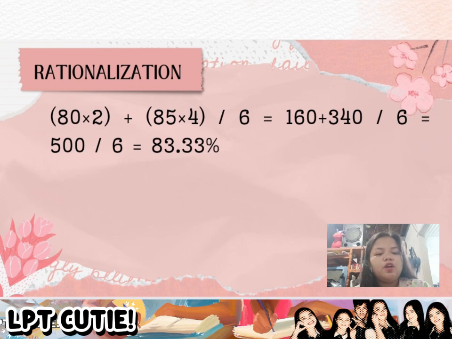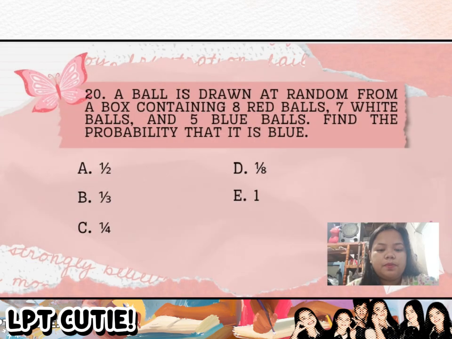And then we are going to add those two answers. So 160 plus 340, we have 500. Then we divide 500 by 6, because that is what we need to find her final average on all 6 tests. So 500 divided by 6, we have 83.33%. So the correct answer of this one is letter B, 83.33%.